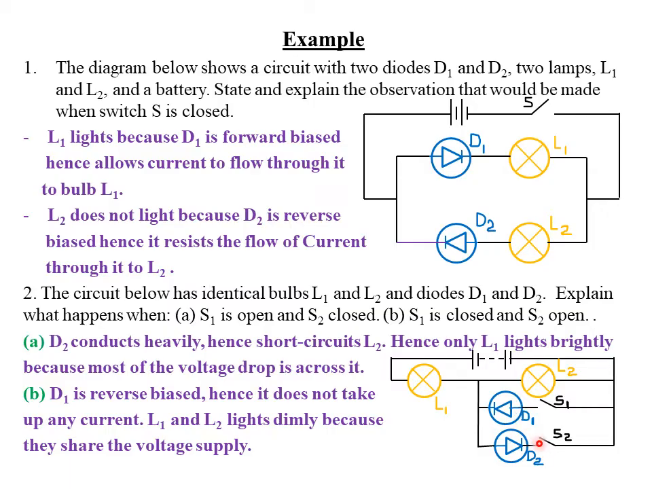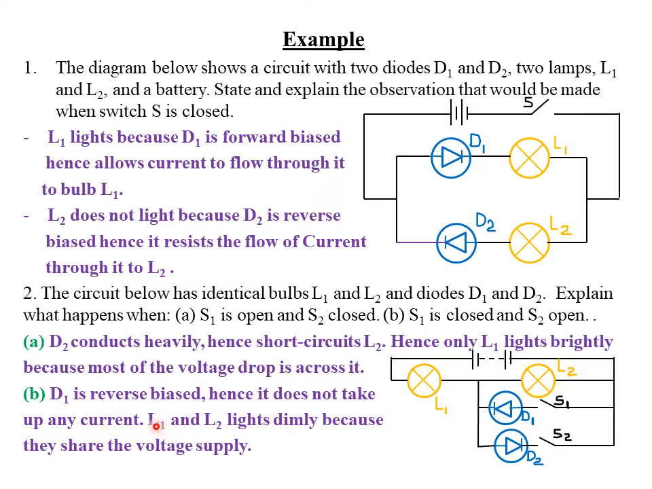Then remember, S2 is open, so that means current can also not flow through D2. Therefore, the only remaining direction through which the current will flow will be from the battery through L1, then through L2, then back to the negative terminal of the battery. So that means that L1 and L2 are going to share that particular current. So when the switch S1 is closed and S2 is open, the diode D1 is reverse biased. Hence, it does not take up any current.